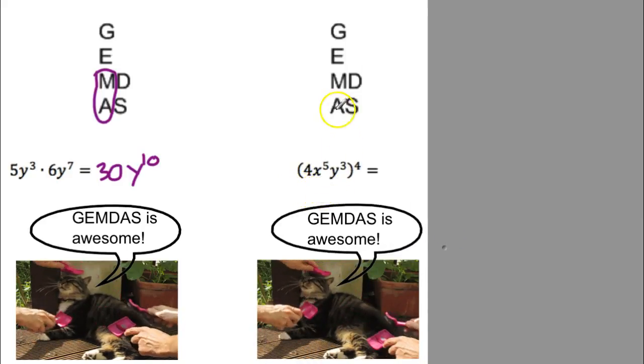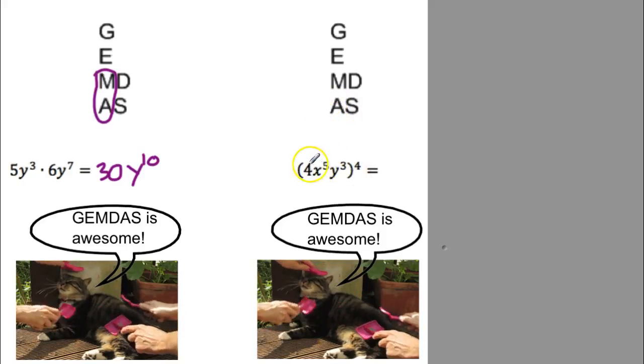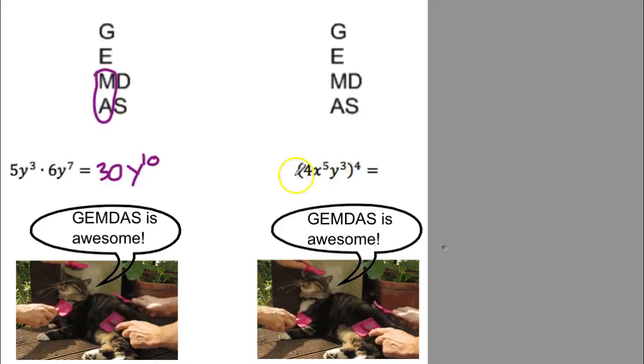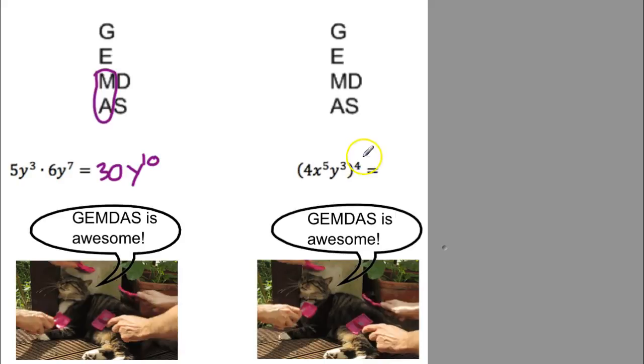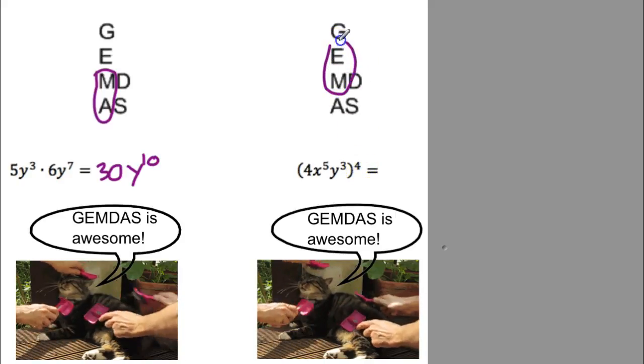All right. So here we go. What do we got? We got 4x to the fifth power, y to the third power, and all that is brought up to the fourth power. So that's an exponent. I'm going to circle the old exponent and multiply.